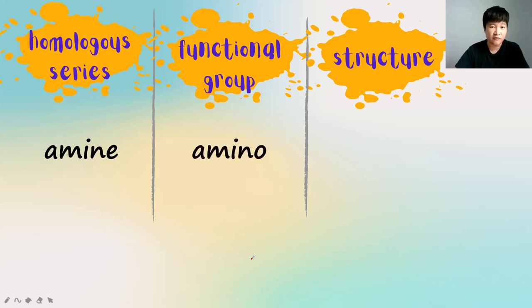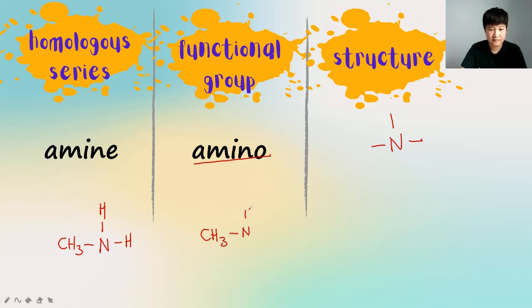The functional group of amine is amino. Amino structure, simple, N. Nitrogen can have three bonds. Standard nitrogen can have three bonds. The three bonds can attach to hydrogen or carbon, depending on the condition. That means my amine can be something like this. Okay, my amine can be something like this. That is also my amine. Okay, my amine can be something like this.